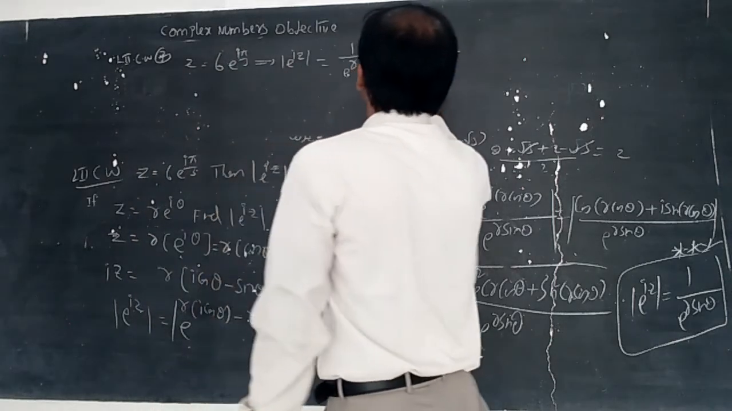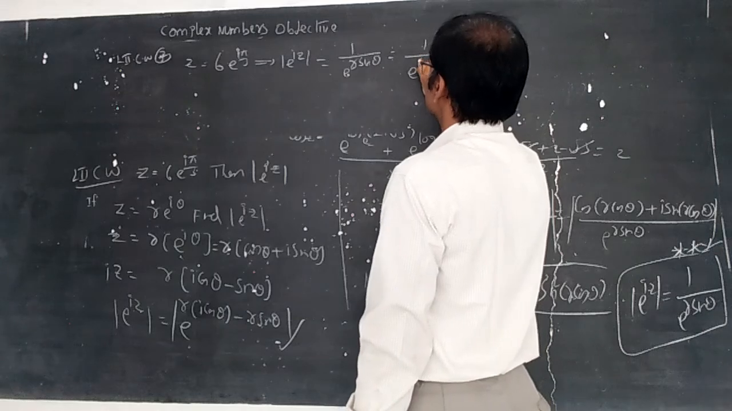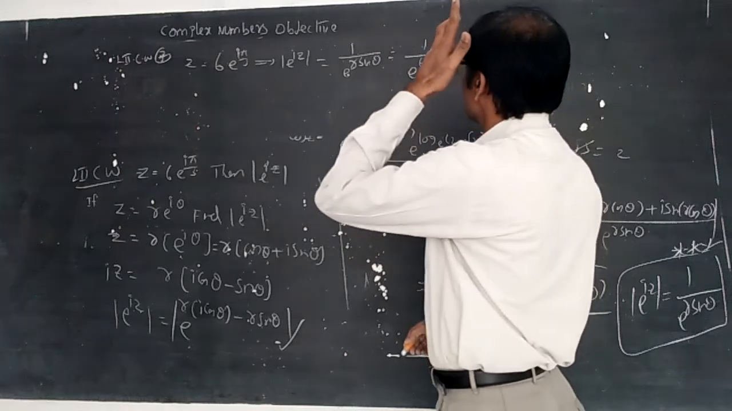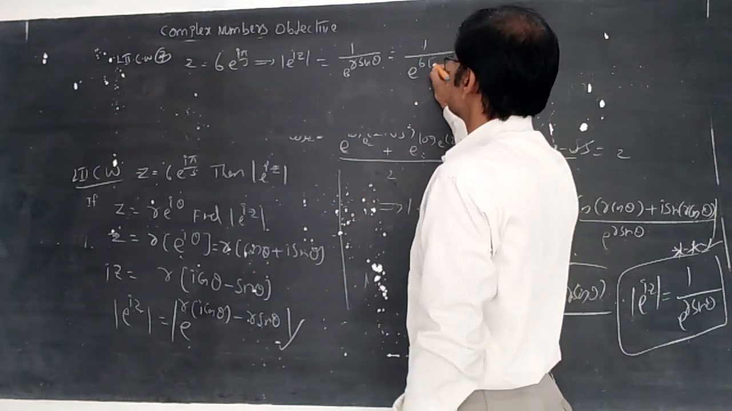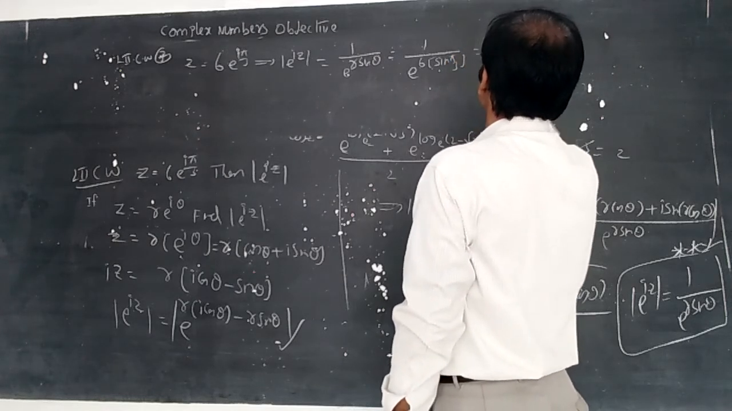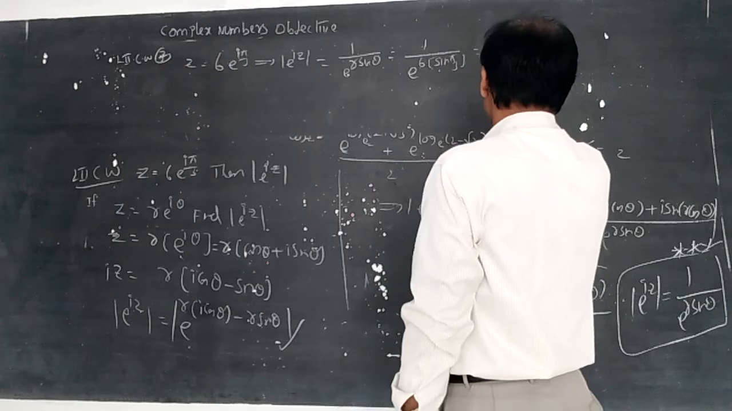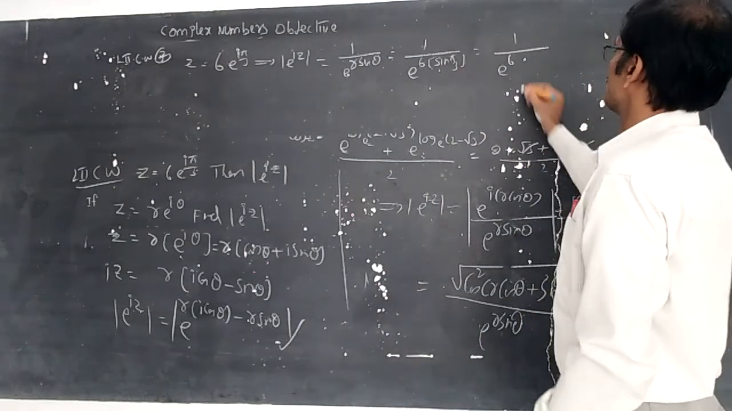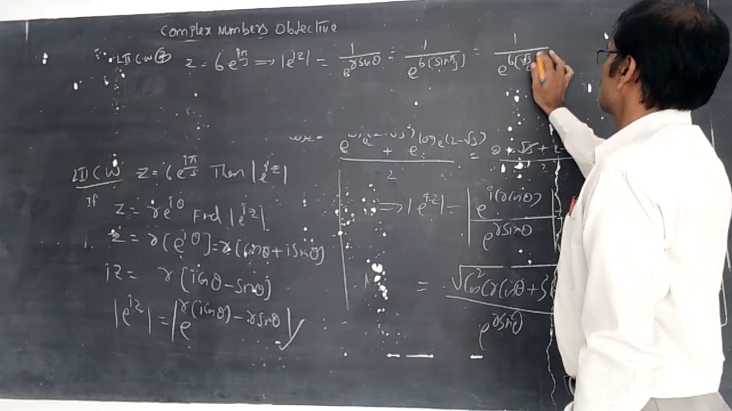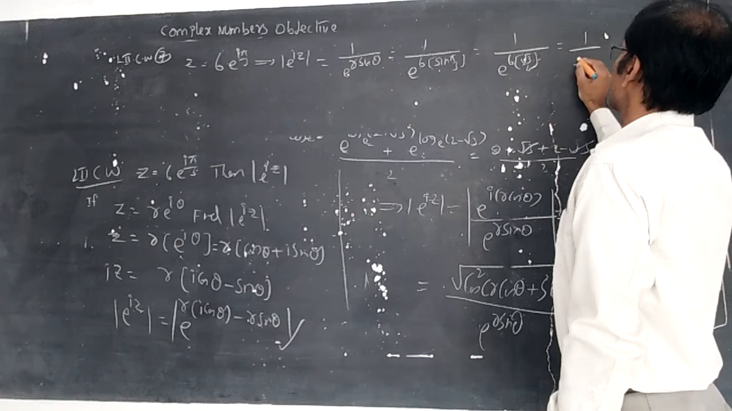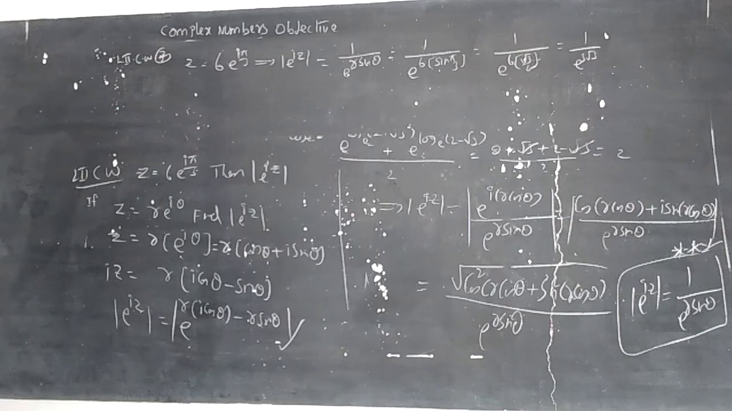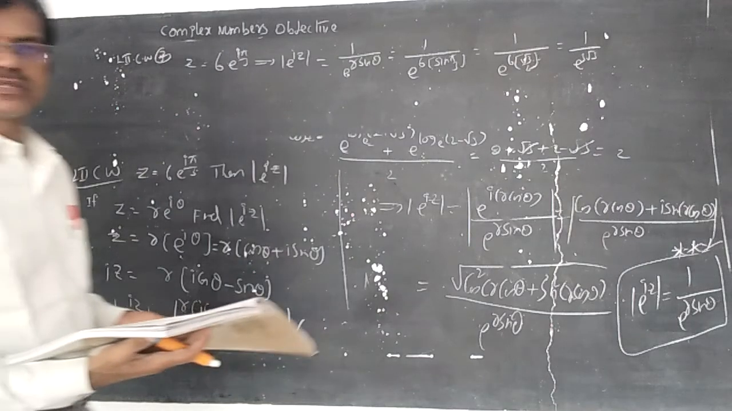So 1 by e power r, here r is 6. So 1 by e power 6 into sin theta, meaning here sin pi by 3. That is equal to 1 by e power 6 into sin 60 value, root 3 by 2. That's all. So 1 by e power 3 root 3. Yeah, here it is, third option.